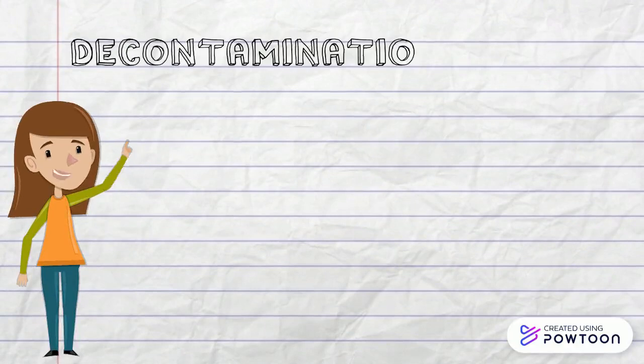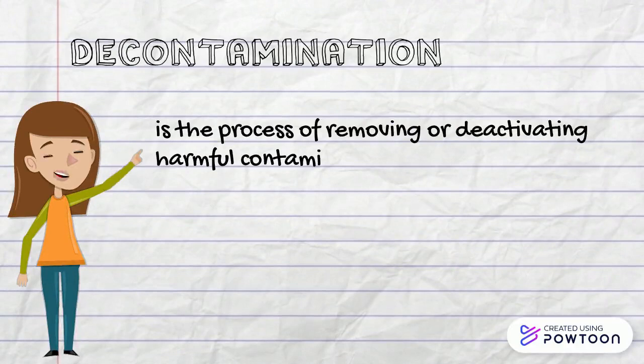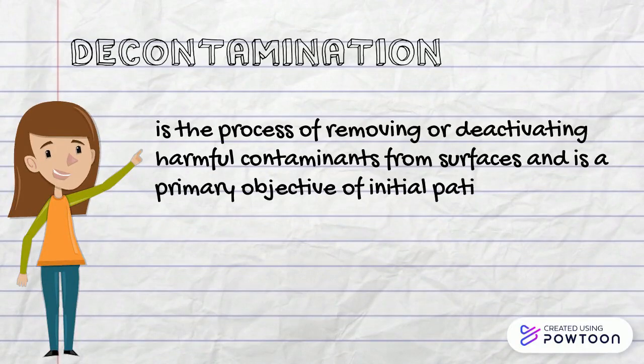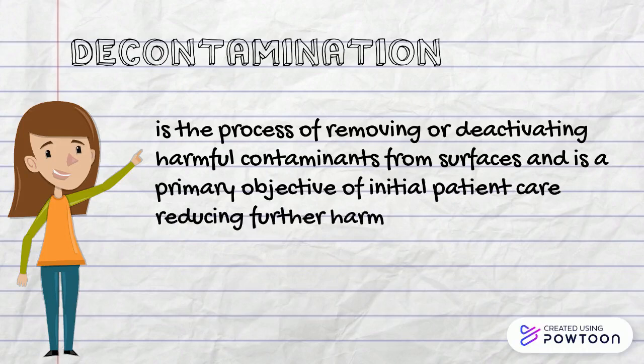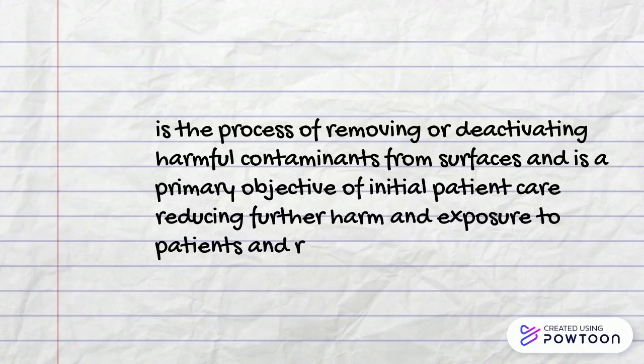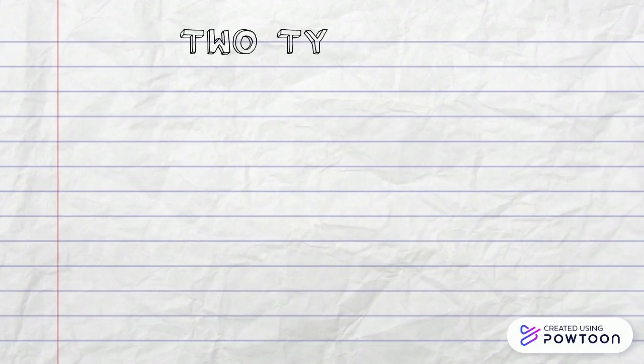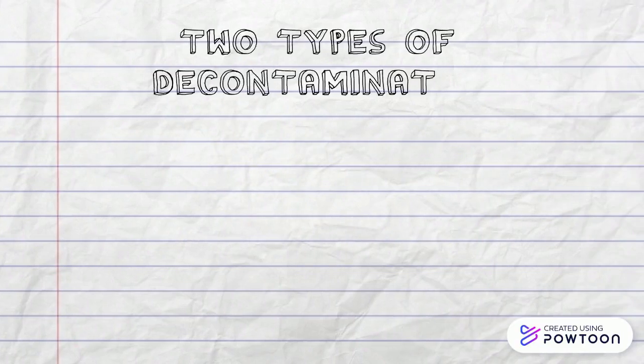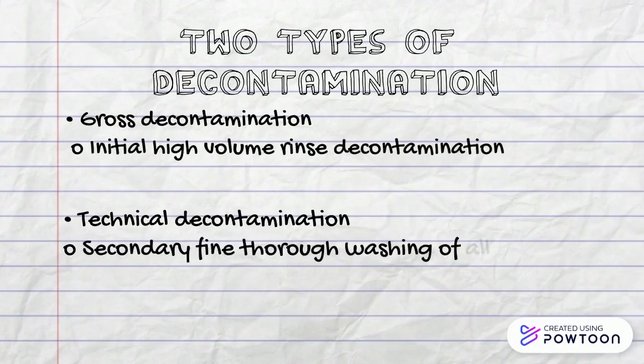Decontamination is the process of removing or deactivating harmful contaminants from surfaces and is a primary objective of initial patient care, reducing further harm and exposure to patients and responders/rescuers. Two types of decontamination. The first one is gross decontamination. It is the initial high-volume rinse decontamination. And the second one is technical decontamination. It is the secondary fine thorough washing of all body locations.